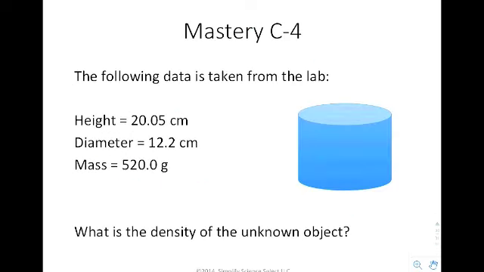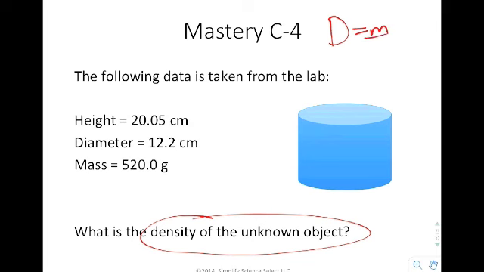Finally, it says the following data is taken from the lab. You have this information right here. It says, what is the density of the unknown object? So remember, density is equal to mass over volume. The difference is I don't actually have a volume in this particular case. What I have is height, diameter, and mass. Well, mass is going to be really useful, 520 grams. But the problem is that I don't have the volume.